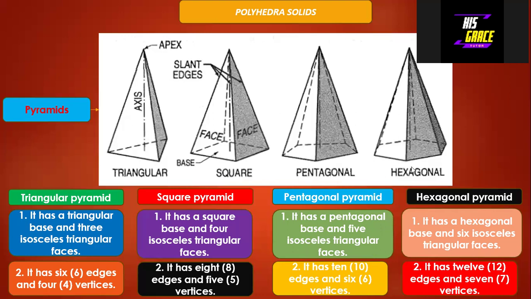Then we come to the hexagonal pyramid. The shape of the base is a hexagon, and that's why we call it a hexagonal pyramid. It has a hexagonal base and 6 isosceles triangular faces. Then it has 12 edges, 6 here and 6 down here, making it 12, and 7 vertices: 6 vertices down here and 1 there, making it 7. So those are the properties of a hexagonal pyramid.